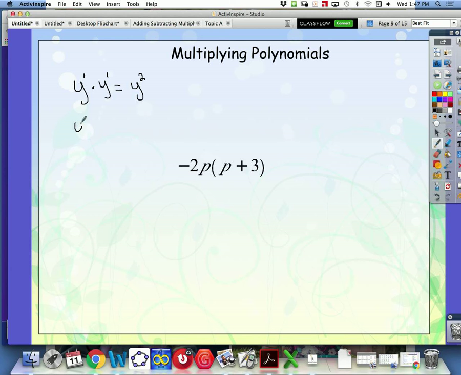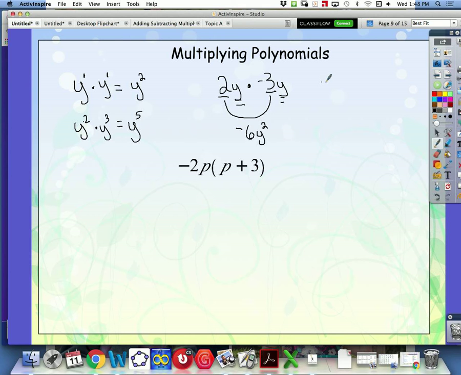The same thing happens if I have y squared times a y cubed. That's going to give us an answer of y to the fifth, because there's two y's here and three y's there. When I combine variables and numbers, so 2y times negative 3y, first thing you do is multiply the whole number with the whole number. So 2 times negative 3 is negative 6. Then we do the y times the y, so your answer would be negative 6y squared.